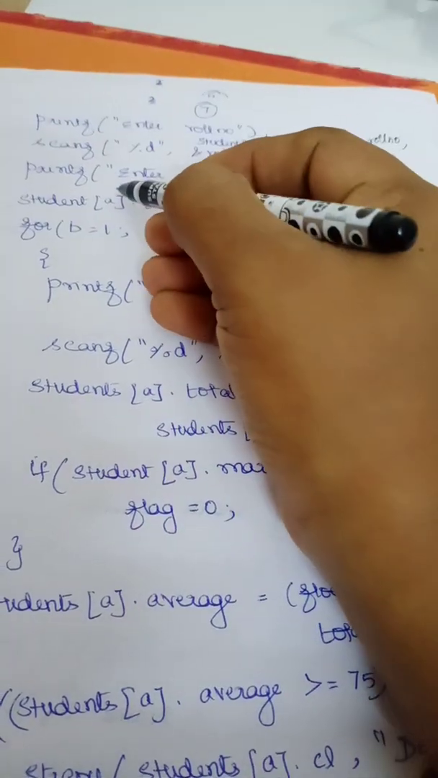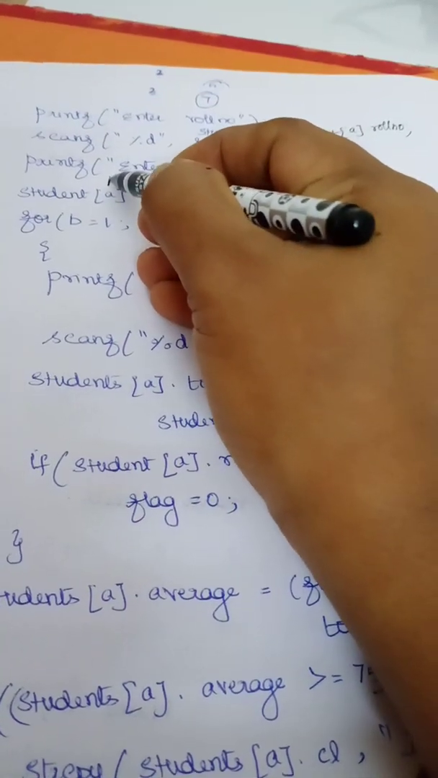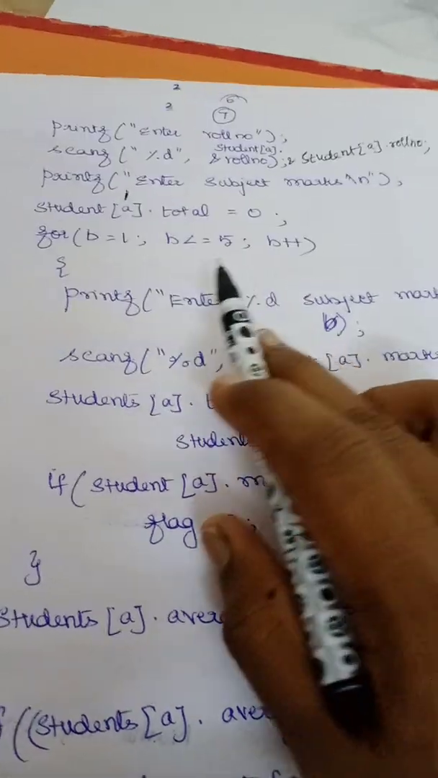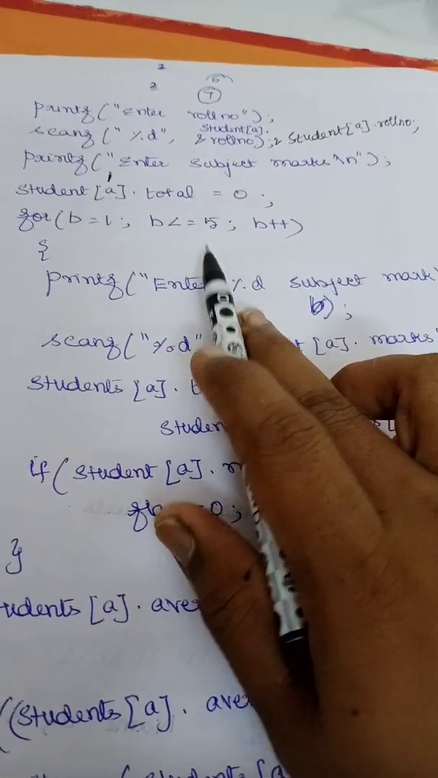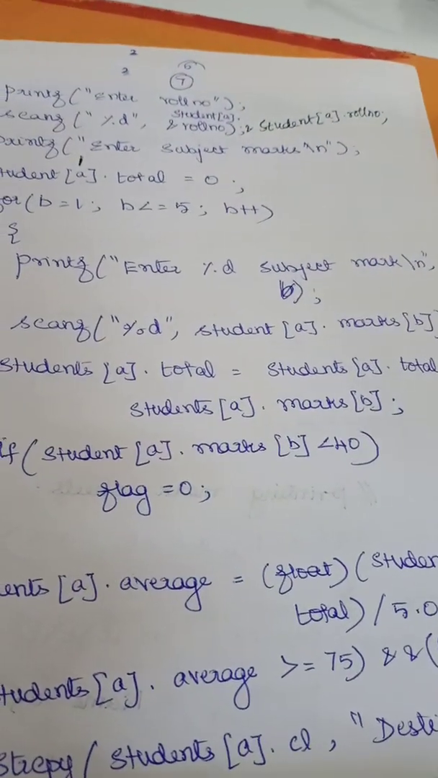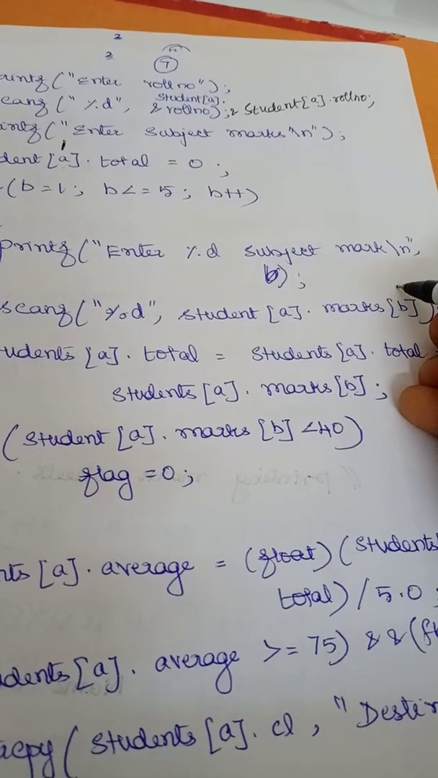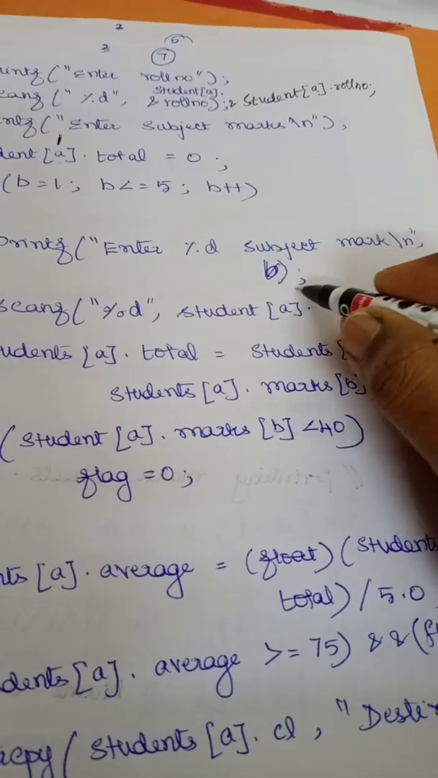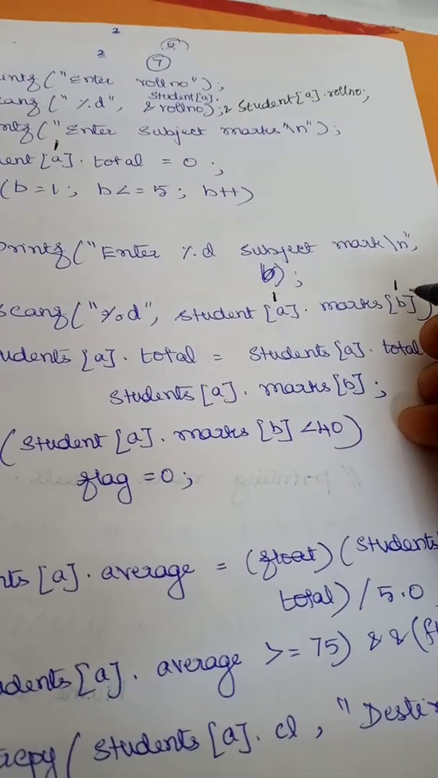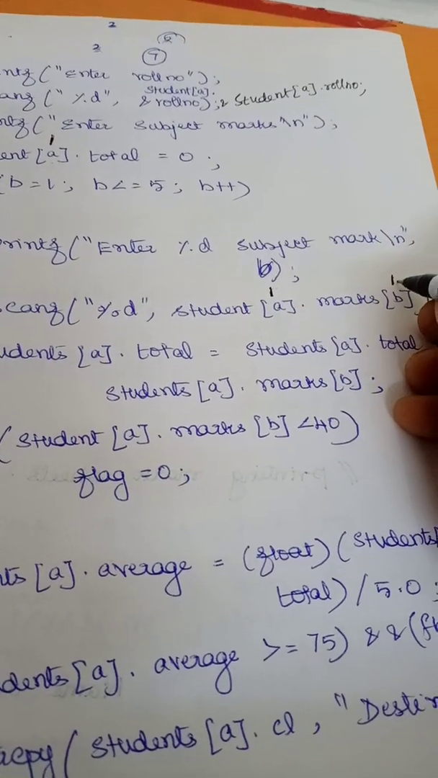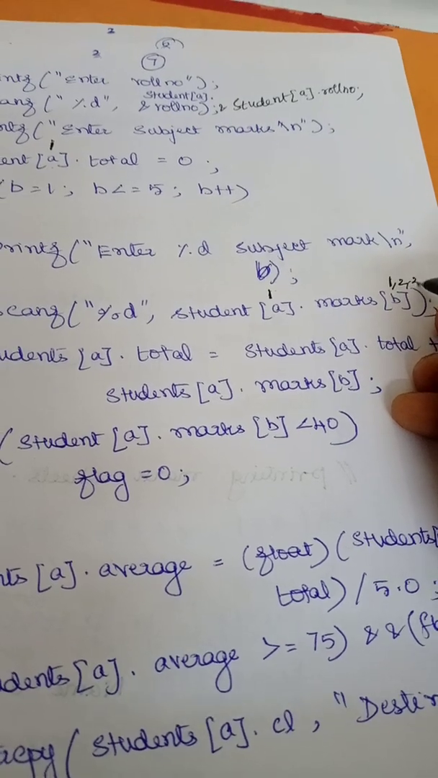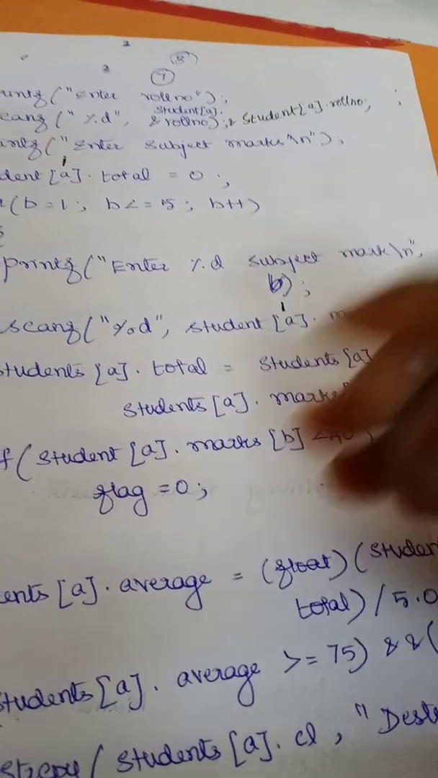So still I am reading only my first student details, right? So for the first student, I am going to read how many marks? I am going to read 5 subjects' marks. So again here I have 1, the first subject. For the first student, first subject marks. First student, second subject marks. Similarly, I will read all the 5 marks.